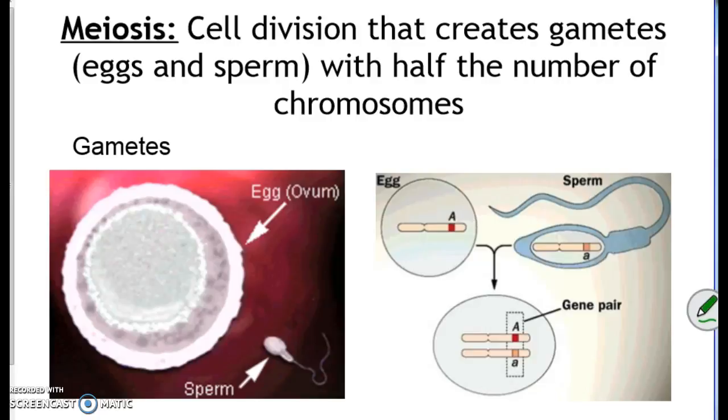Meiosis is the process of making these sperm and eggs. It's cell division that creates gametes, which are eggs and sperm, with half the number of chromosomes. Remember that we have two copies of every single gene. One copy comes from our mother and one copy comes from our father, so that when they combine, we have two copies all together.